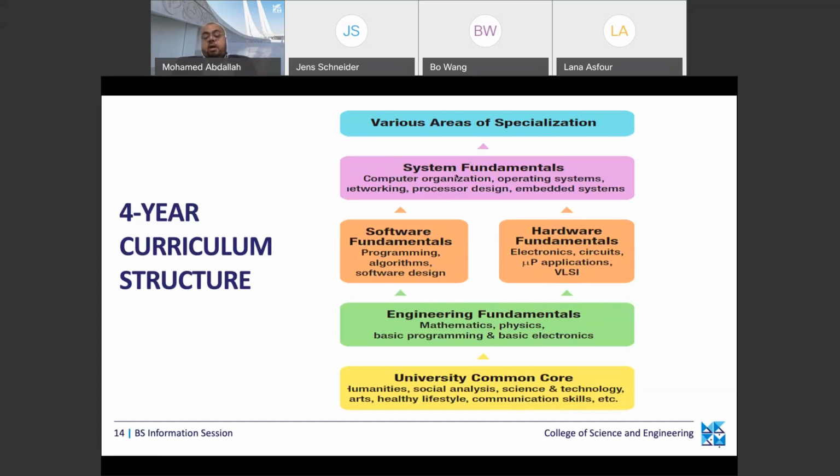And then finally, in your senior year, you will have areas of specialization. For example, if you want to focus mainly on data and artificial intelligence, then you can take courses focused on artificial intelligence. If you want to focus on security, or on hardware, we offer all these courses in whatever specialization you are interested in.